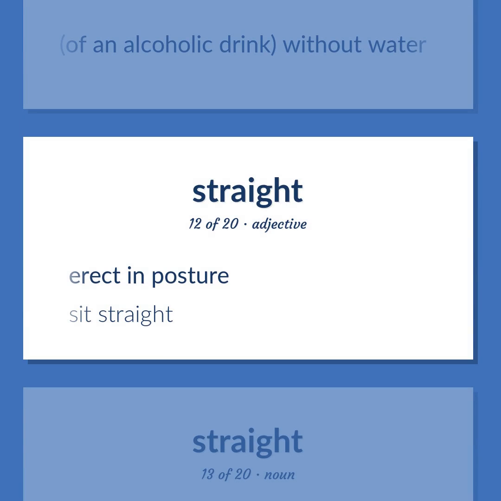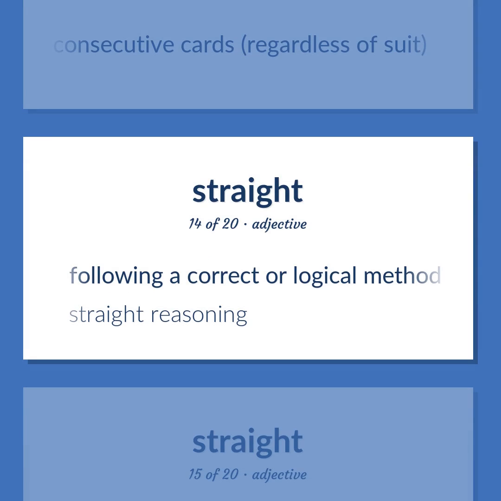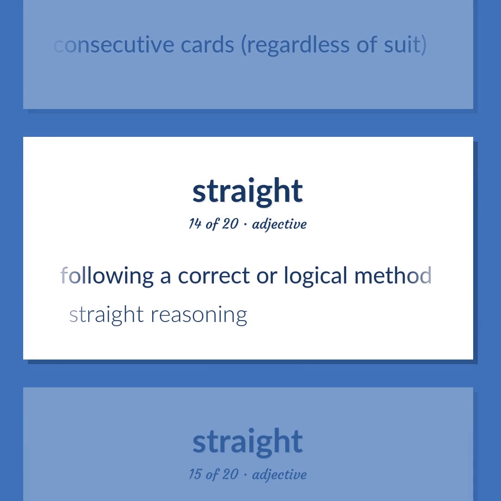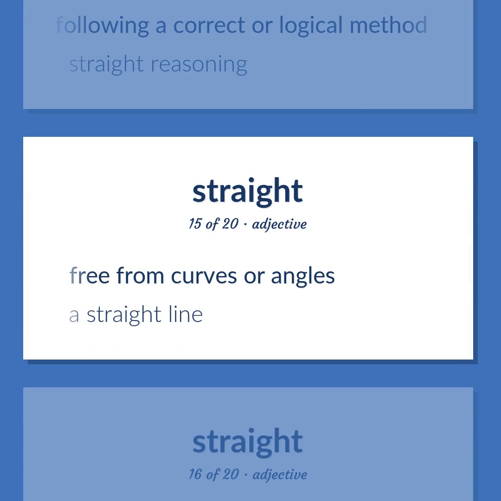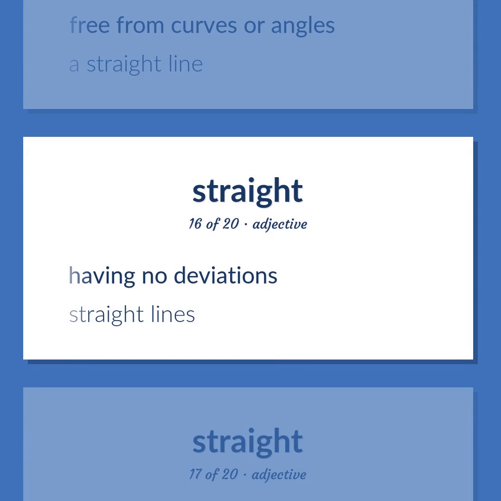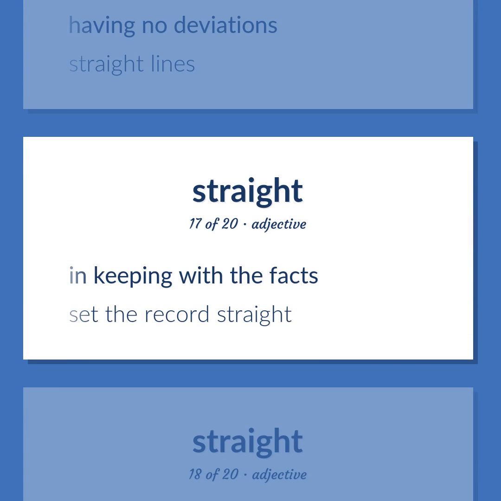Erect in posture. Sit straight. A poker hand with 5 consecutive cards, regardless of suit. Following a correct or logical method. Straight reasoning. Free from curves or angles. A straight line. Having no deviations. Straight lines. In keeping with the facts. Set the record straight.